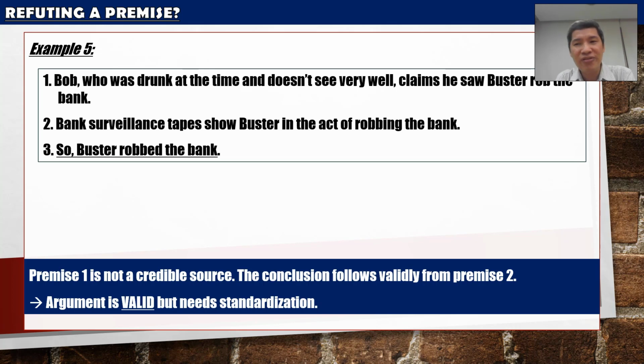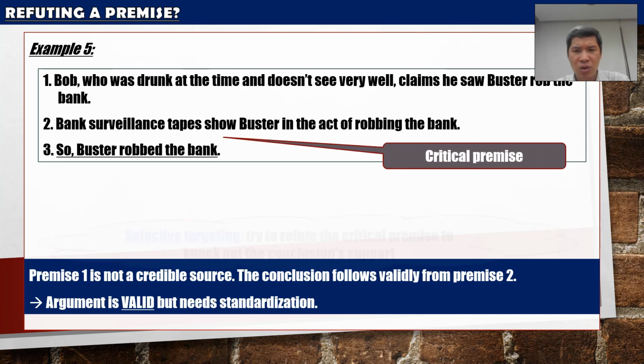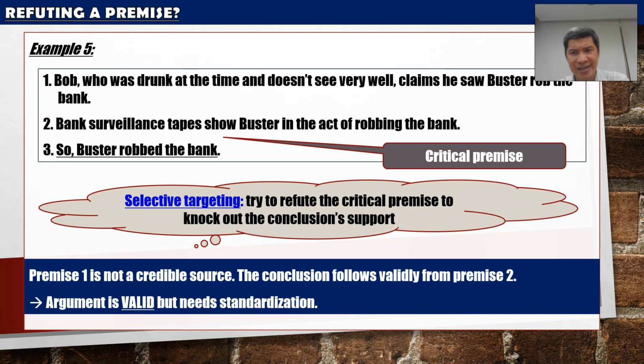But in fact, it's the way for you to refute an argument. And the way you focus, you decide on which premise to attack. We call that one selective targeting. It means we select the target in order to attack. In this case, number 1 and number 2, we don't attack number 1 because it doesn't make a difference. Then we try to attack number 2 because number 2 leads people to the conclusion. And if we attack number 2, we can refute the whole argument.